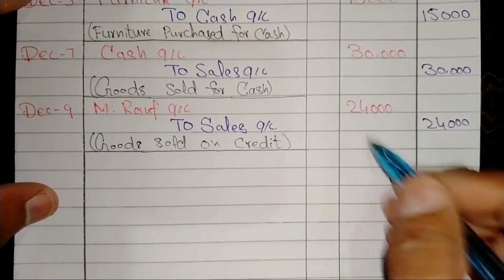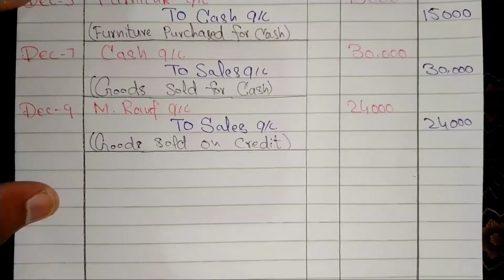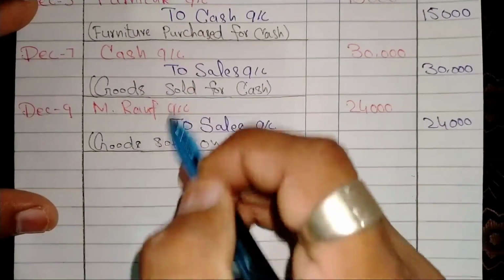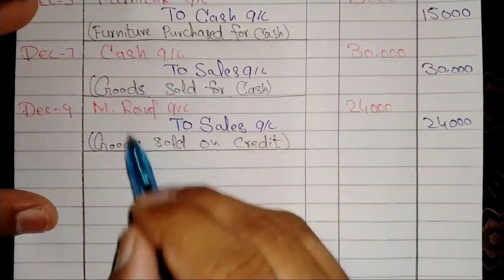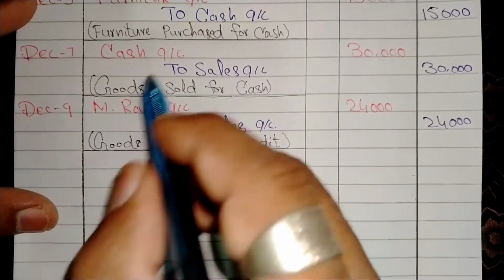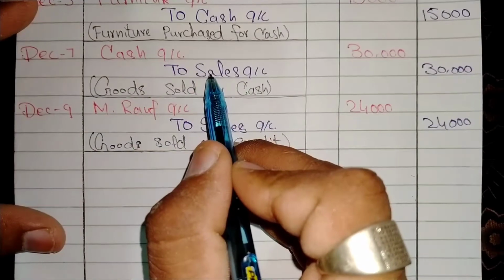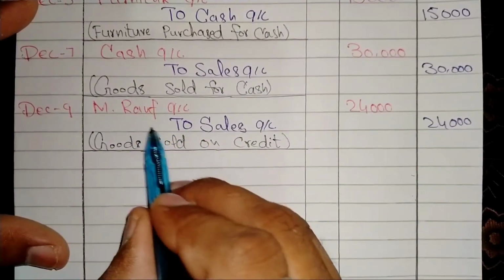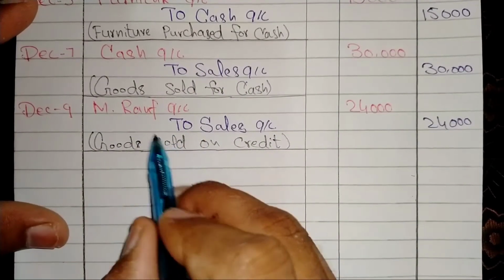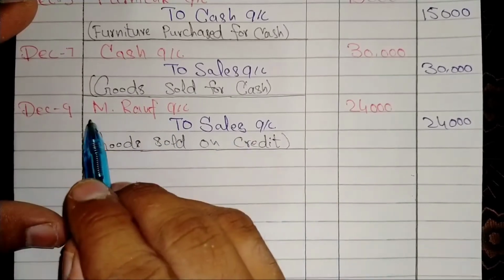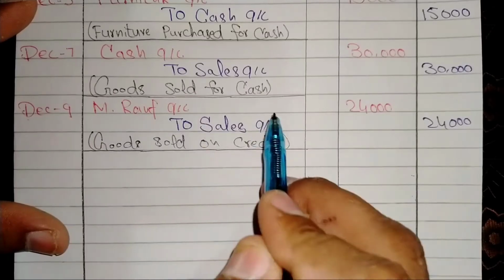With amount $24,000. You must keep in mind that this is the major difference between cash sales and credit sales. In the case of cash sales, we write cash to sales, and in the case of credit sales, we write the customer's name against sales, just like Mr. Rauf account debit to sales account credit.